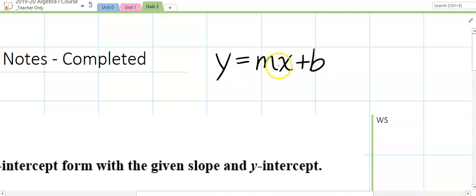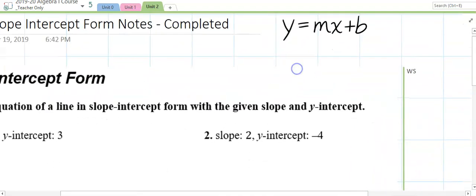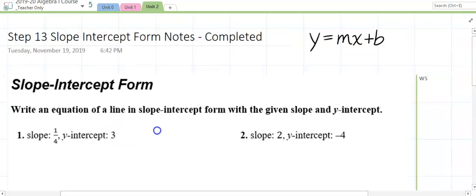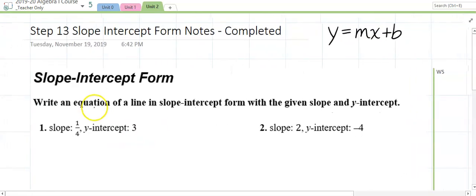These lines will have a number, a coefficient before the x, and a number on the other side that's all by itself. Y will be isolated on one side of the equation. X will be on the other side of the equation. Let's practice using that form with some actual examples.